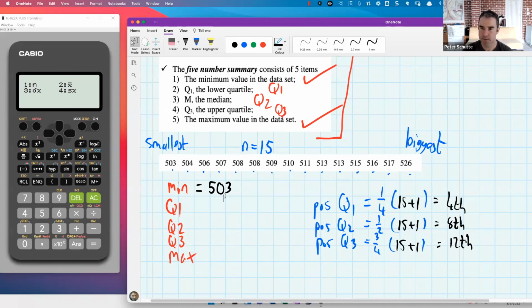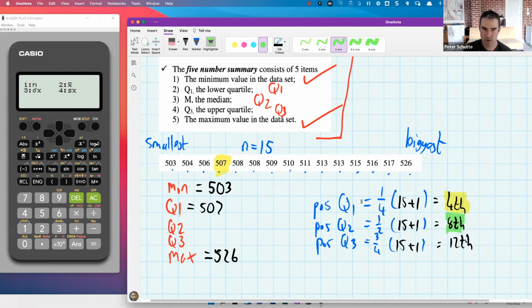Okay, so you're right. The minimum value is 503 and the max is 526 because those, you can kind of see they're at either end of this place. And then what are Q1, Q2, and Q3 going to be? So if I'm in the 4th position, 1, 2, 3, 4, I think that's the 4th position. So it should be 507.